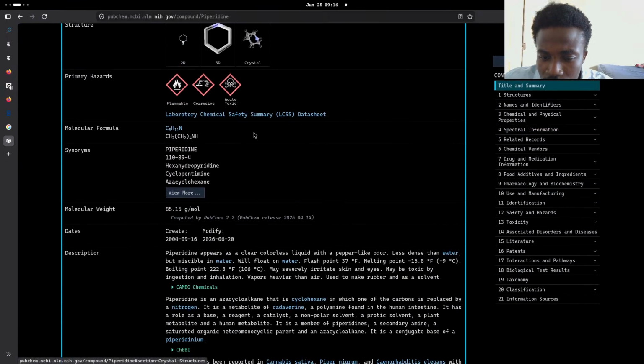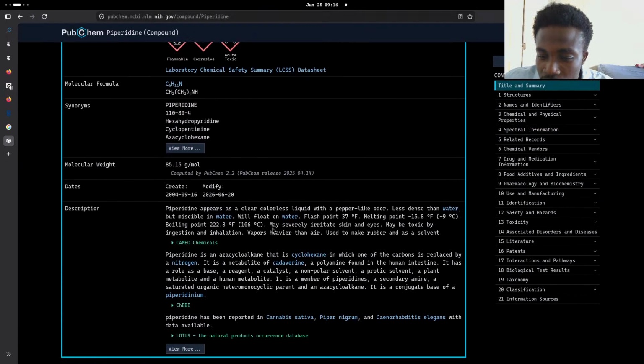Title and summary. Piperidine appears as a colorless liquid with a pepper-like odor. Less dense than water, but will float on water. Flash point... it's an azacycloalkane that is a cyclohexane in which one of the carbons is replaced by nitrogen. And it is a metabolite of cadaverine.